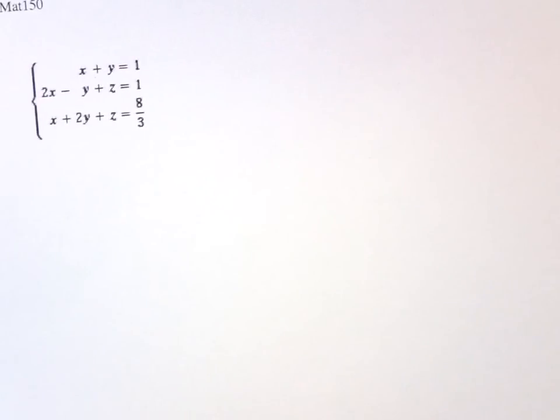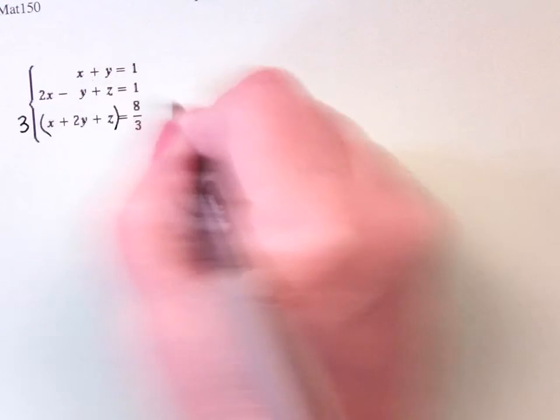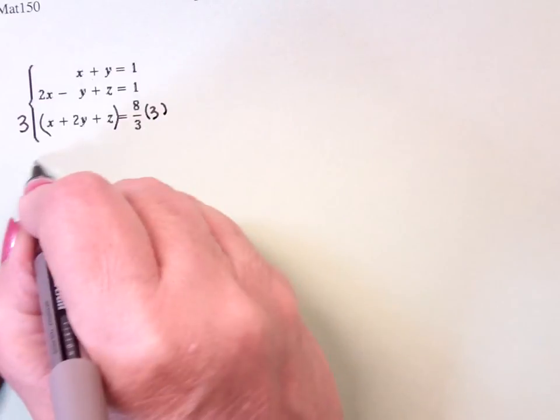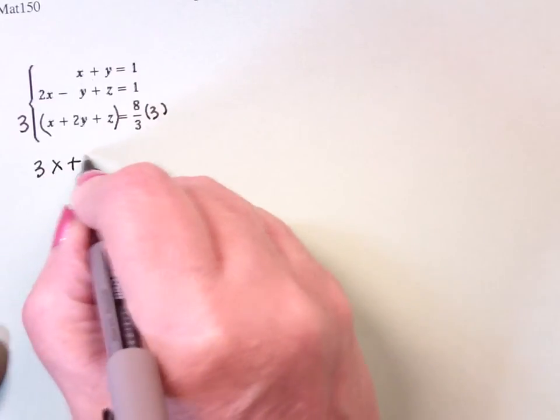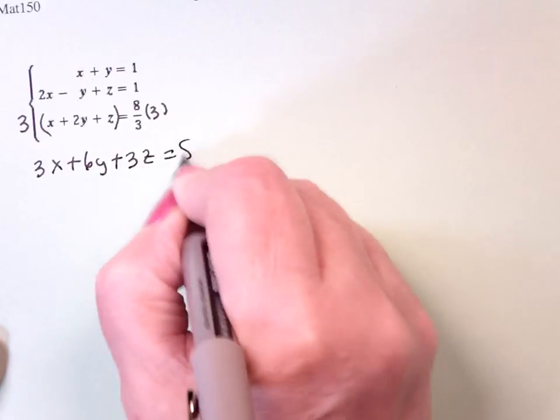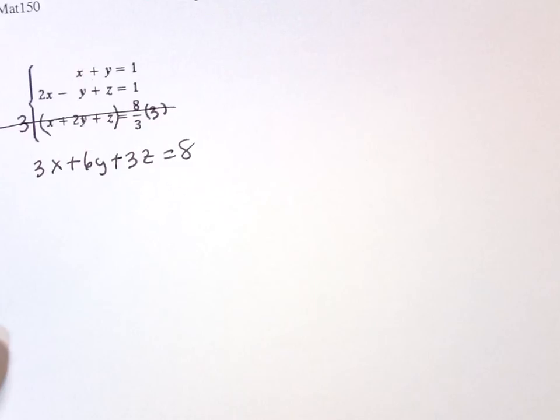And now we've got 3 variables. The process is going to remain the same, it's just going to be longer. So I'm going to multiply both sides by 3 and kill that fraction. So this becomes 3x plus 6y plus 3z equals 8. So that's going to be my new matrix.